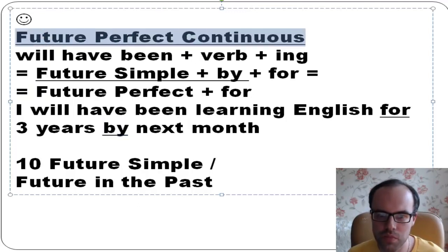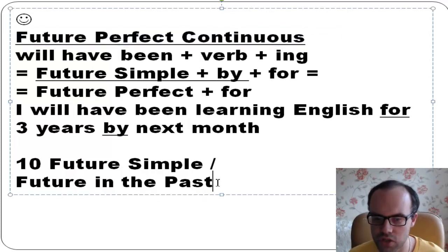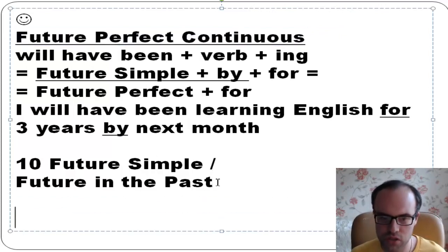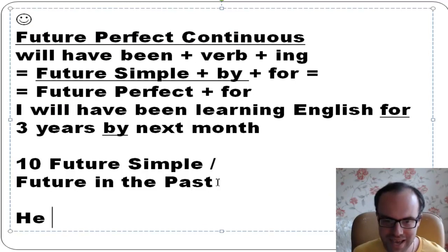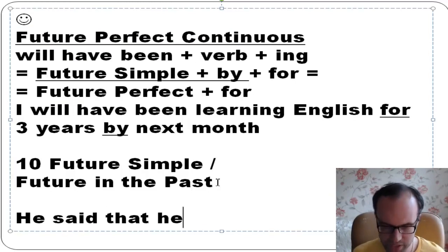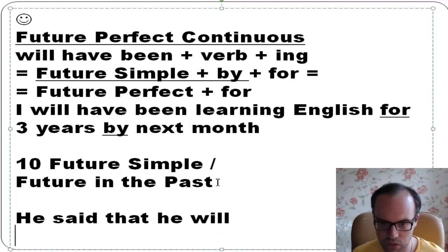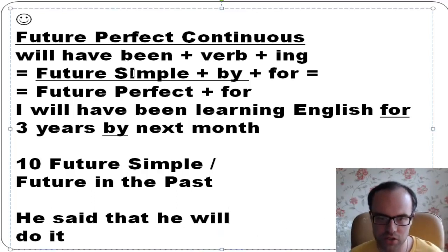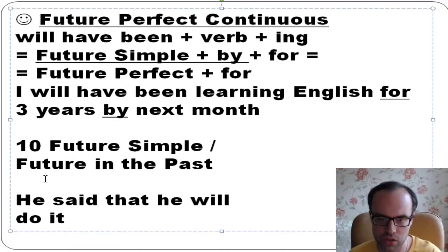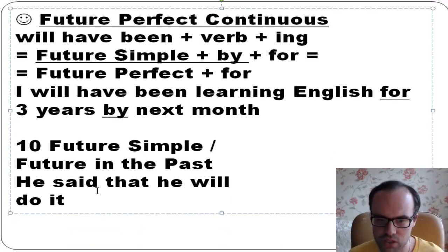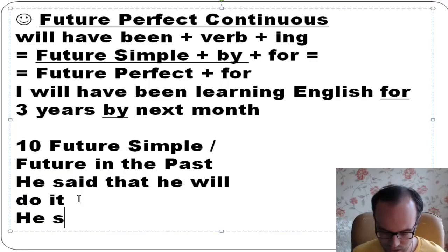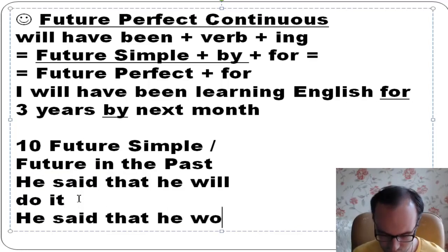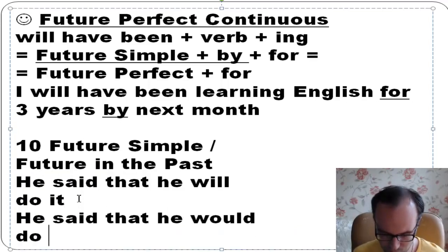Well, and what about future simple and future in the past? For example, he said, so is it correct or not? He said that he will do it. If it's about the past, he said that he will do it, you can't say it. You need to say he said that he would do it.